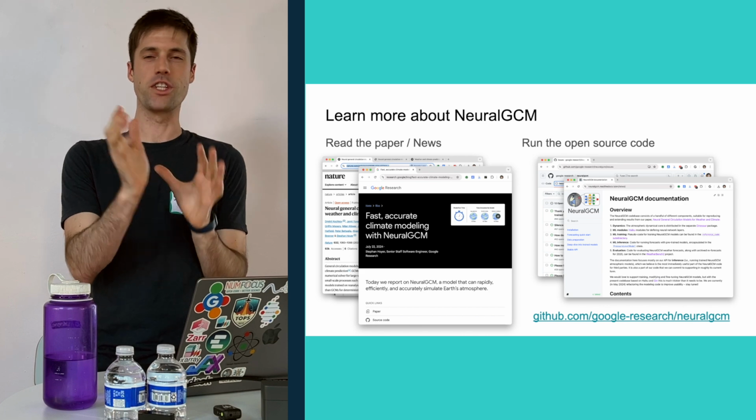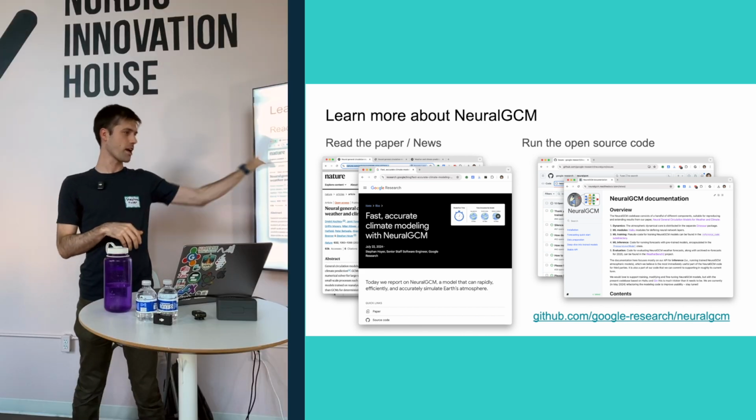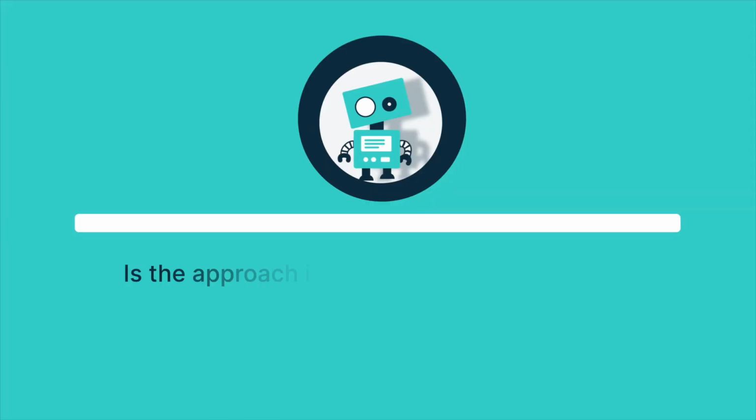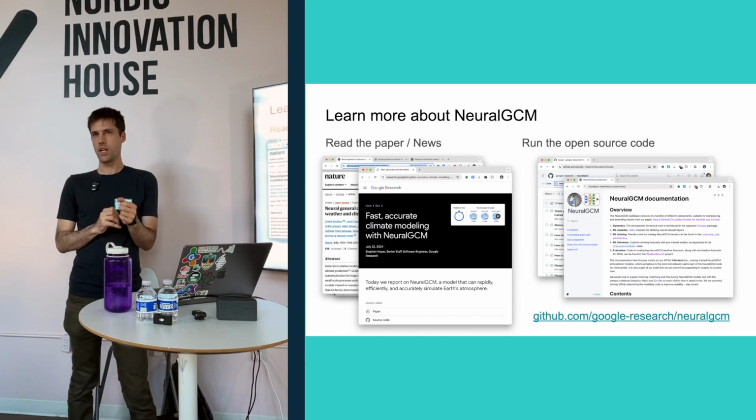And there are tactics you could take if you want to make a model generalize better into future climate. So it's not quite a full climate. That's why I wouldn't call it a climate forecast yet, maybe a climate simulation. Is the approach itself something that you see adaptable to that, or is that fundamental? I think it is very adaptable.